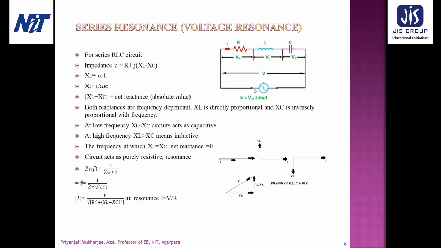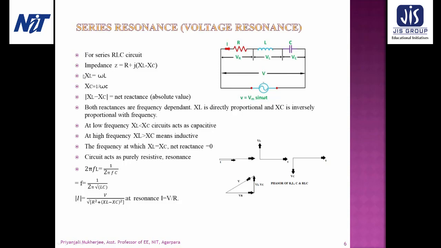Now, for this series RLC circuit, the total impedance is equal to R plus j into (XL minus XC), where XL is the inductive reactance and XC is the capacitive reactance. And XL is denoted as 2 pi FL or omega L, whereas XC is 1 by 2 pi FC or 1 by omega C. Now, the net reactance is the absolute value of the difference between two reactances, that is, the sign of the result is to be considered as positive, no matter which one of these two reactances is greater. That's why we are considering the mod of XL minus XC, that is, we are considering the absolute value.